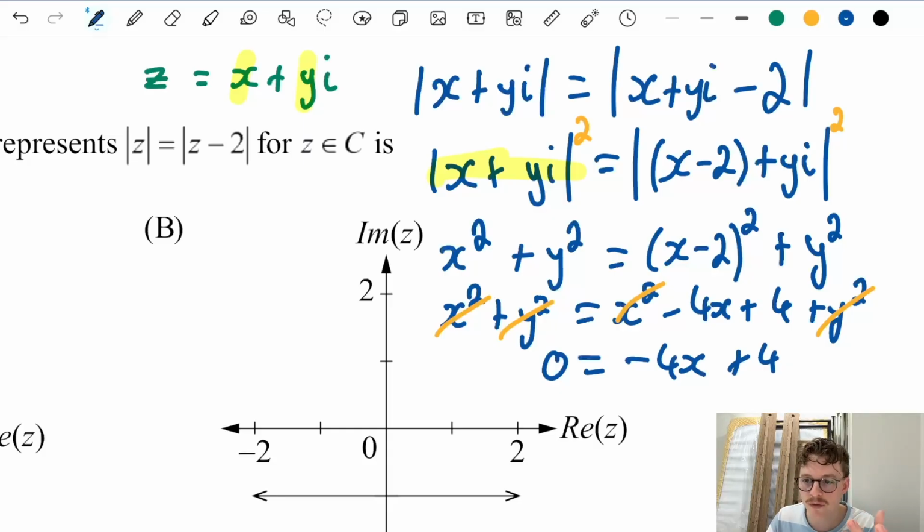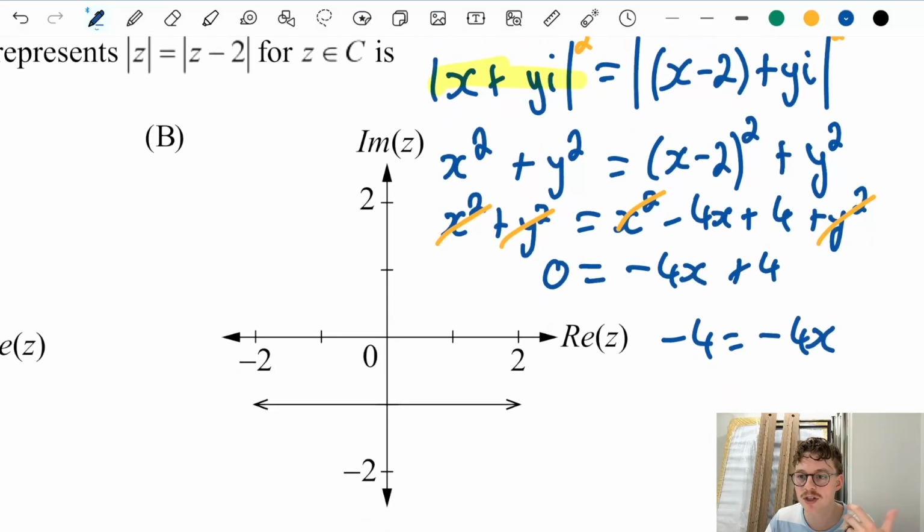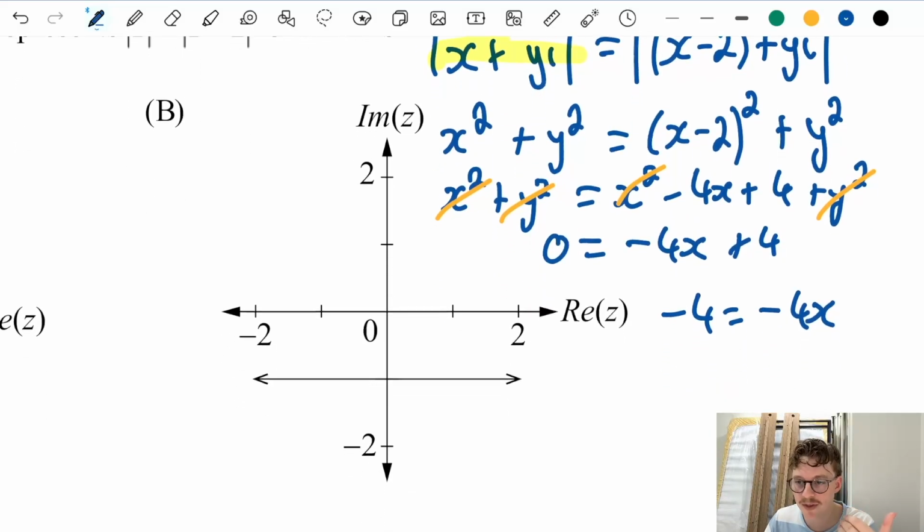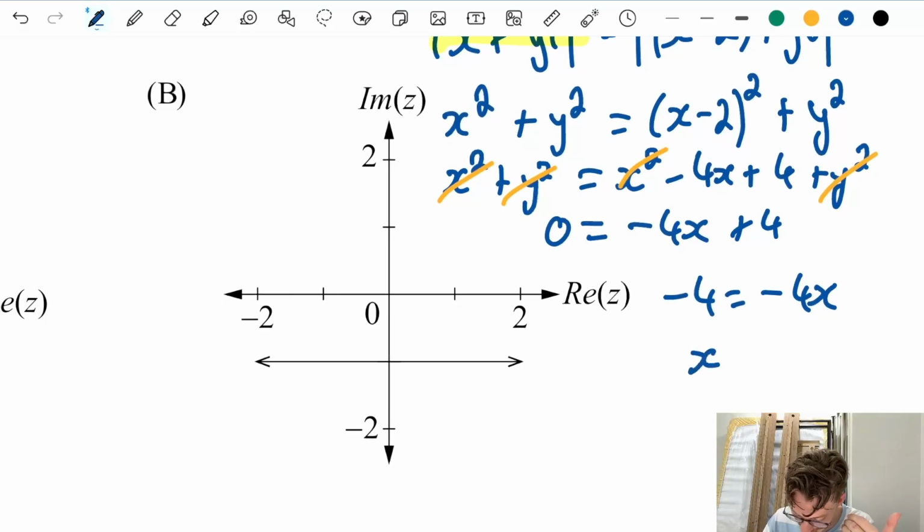I can subtract 4 off each side. I'm going to wind up with minus 4 equals minus 4x. Oh, that's behind my head. Apologies. I can now divide both sides by negative 4, and I wind up with x equals positive 1. So I've done a lot of work.